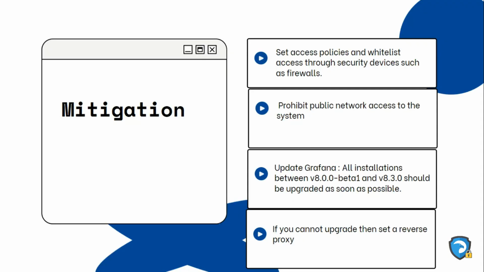Now let's talk about mitigation steps. The first step is to set an access policy and whitelist access through security devices such as a firewall. Secondly, if not necessary, prohibit public network access to the system. Thirdly, update Grafana. All installations between version 8.0 and 8.3 should be upgraded as soon as possible. If you cannot upgrade, set a reverse proxy in front of Grafana, then it will mitigate this vulnerability.